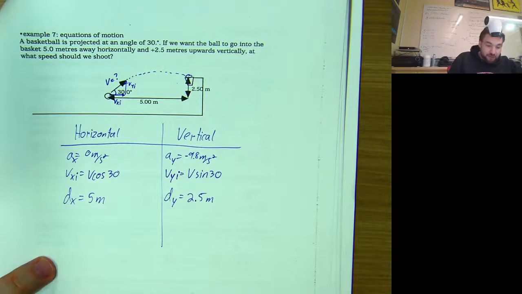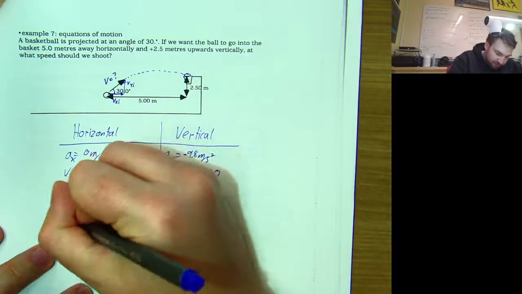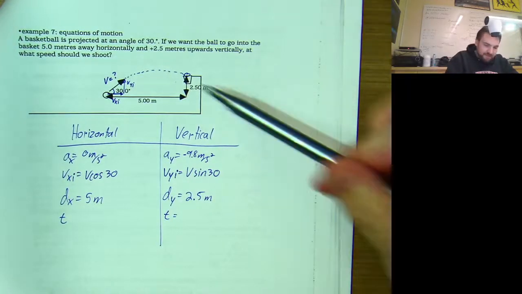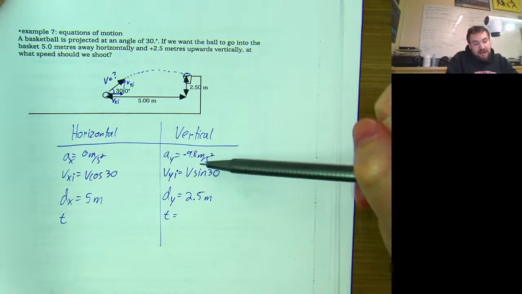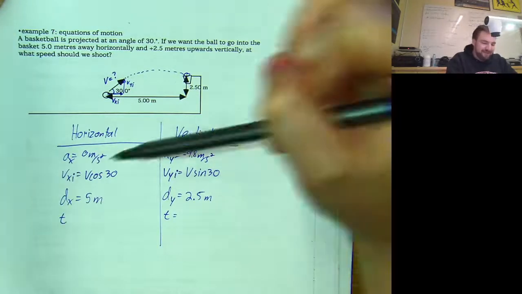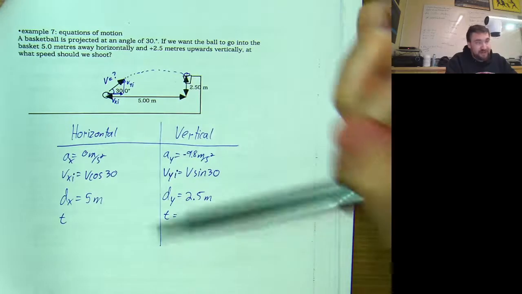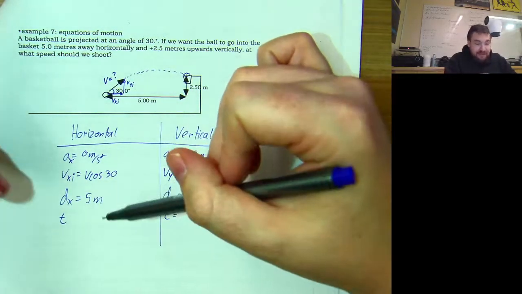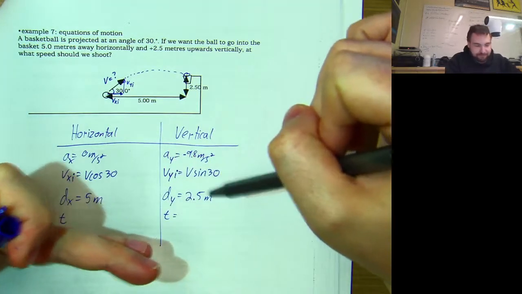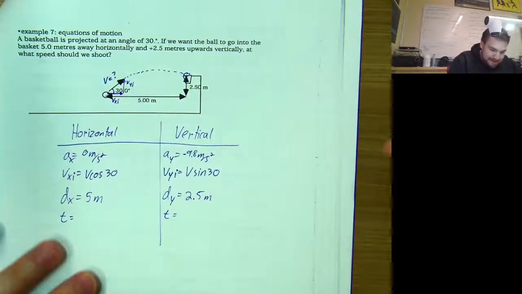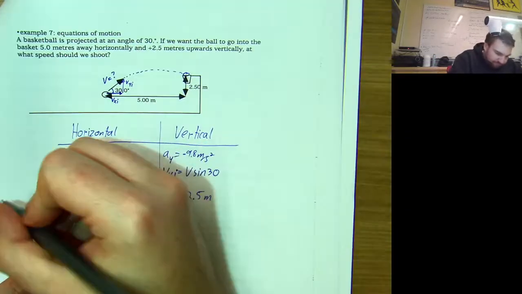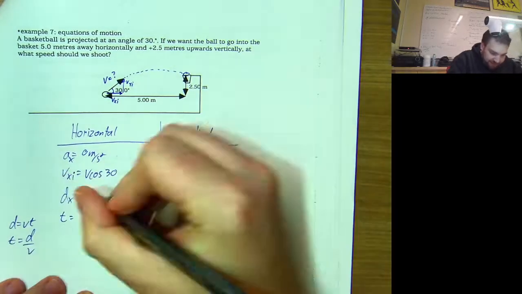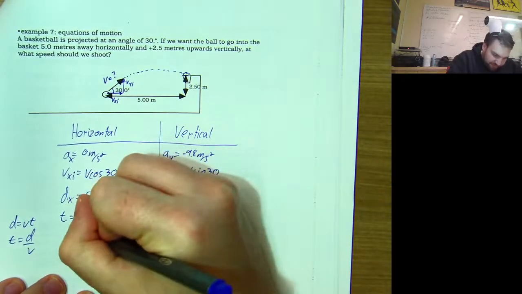So let's see what we can do here. There's a few things we don't know. We don't know time. Now, normally, if we had V, we'd find the time vertically, and then go back and look at the horizontal. But because we don't know velocity, we actually have to go completely backwards. We're going to look at the time in the horizontal component and then swap that over to the vertical component. So T, remember, D equals Vt, so T equals D over V. That's going to give us 5 over V cos 30.